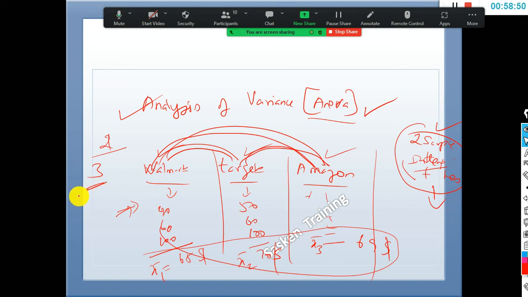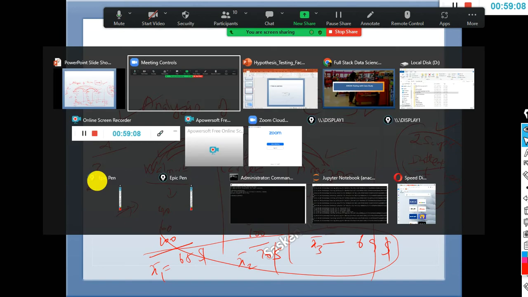So up until now, we have been comparing two populations using the independent sample t-test and the paired t-test, matched or dependent. Okay, and with t-test we can compare up to two populations only. Remember this.